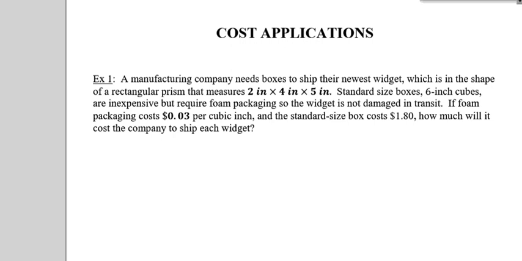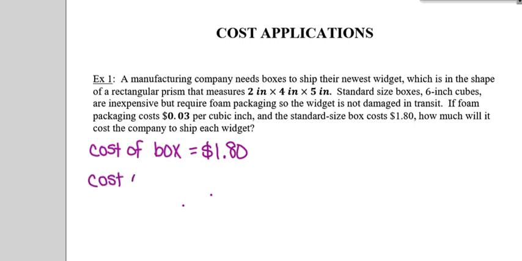And I think it's important to notice that the cost of shipping each widget is made up of two different factors. The first factor is going to be the cost of the box, which is a flat rate of $1.80. The second component of this is going to be the cost of the foam, which will be determined by how many cubic inches of foam is needed. So our mission, our goal is to determine how much foam is needed, and then once we determine how much foam is needed, we'll have to compute its cost.